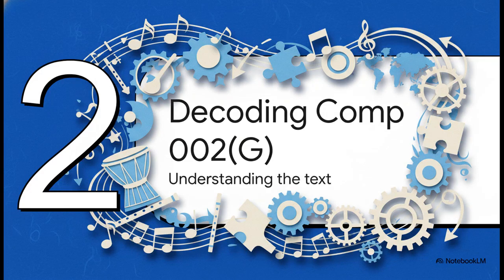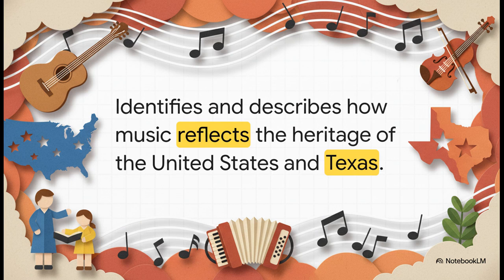Moving on to Section 2, decoding Competency 002G. Let's break down the actual text. So, this is the exact wording you're going to see on your certification materials. Identifies and describes how music reflects the heritage of the United States and Texas. The big takeaway here, as a beginning teacher, you've got to thoroughly understand these cultural influences yourself before you can pass them on to your students. You can't guide them to see these connections if you haven't mastered them first, right?